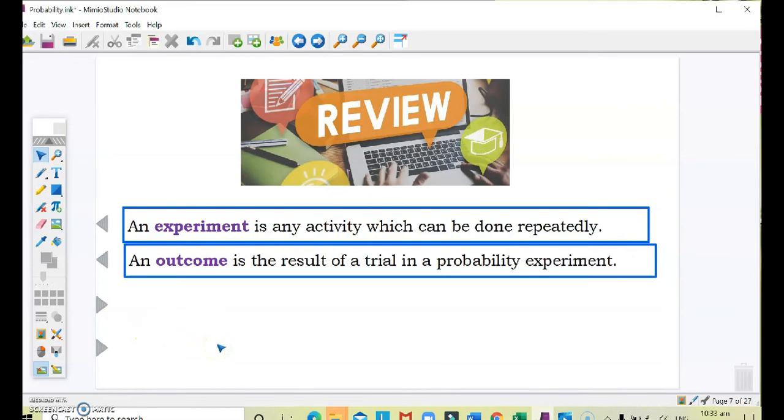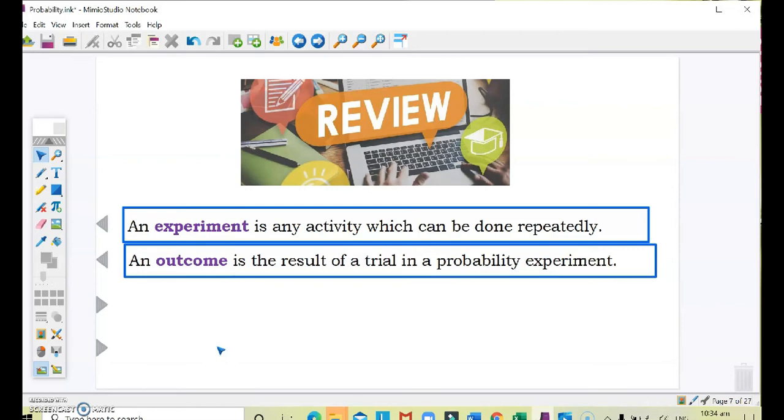Another thing is an outcome, which is the result of a trial in a probability experiment. When you perform an activity, for example, you flip a coin and it turned out that the result is a head. That result is what we call an outcome. So an outcome is the result of a trial in a probability experiment. Now, before performing the activity, you already have something in mind that the result will either be a head or a tail when you toss a coin.